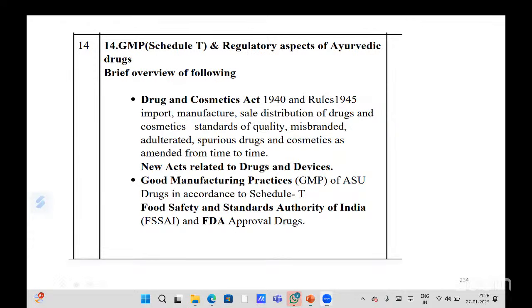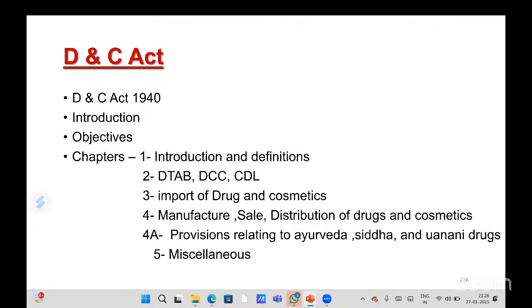Moving to the D and C Act: if it is asked for 5 marks, you have to write D and C Act definitions, then introduction, objectives. The D and C Act is concerned with 5 chapters. First chapter deals with introductions and definitions. Second chapter, DTAB, DCC and CDL. Third chapter, import of drugs and cosmetics. Fourth chapter, manufacture and distribution of drugs and cosmetics. 4A deals with provisions relating to Ayurveda, Siddha and Unani drugs. And the fifth chapter is miscellaneous.